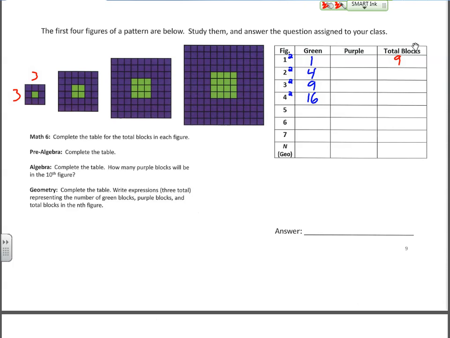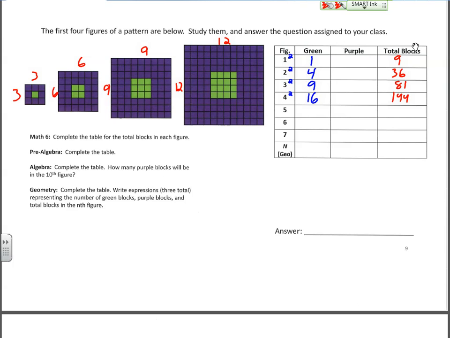Our second figure is a 6 by 6 square. That's a total of 36. Then we have a 9 by 9 square, which is a total of 81. And we have a 12 by 12 square, which is a total of 144. And so we said, okay, so what would the total be in figure 5?